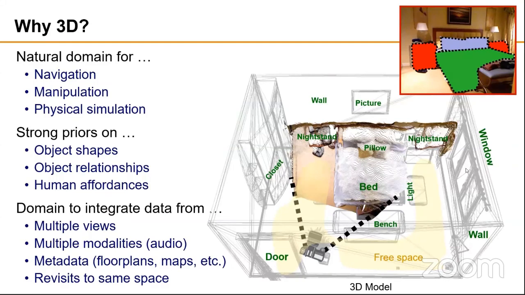It's also because there's a strong prior in 3D that can help reason about object relationships and shapes and affordances. For example, the shapes of the two nightstands in this example are far more consistent in 3D than they are in the red pixels of the 2D image in the top right, which are affected by occlusions and viewpoint differences. Finally, 3D is a natural domain to integrate data from multiple observations, of course multiple images, but also audio or floor plans or data acquired from multiple visits to the same space.